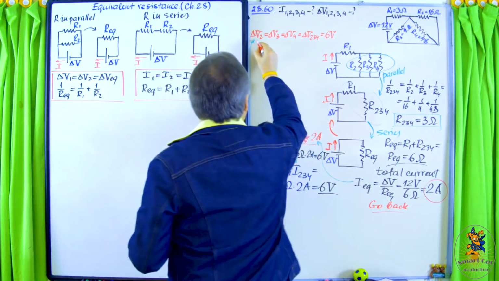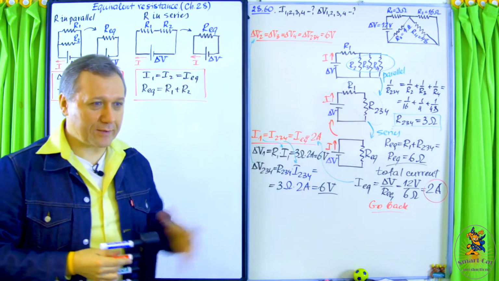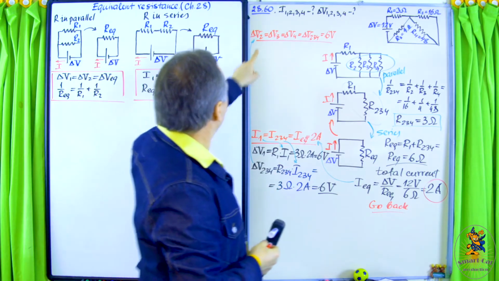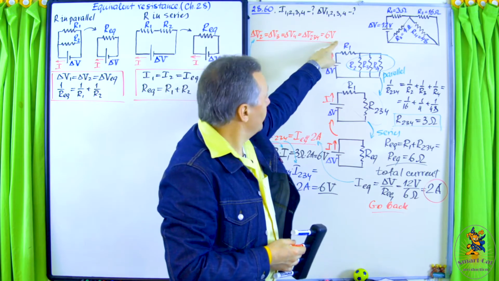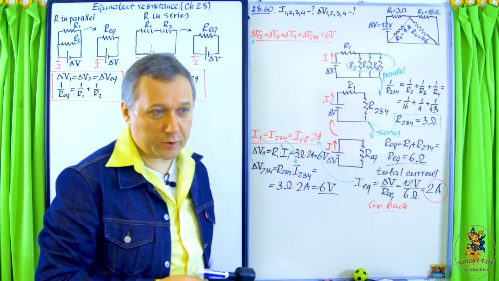Okay, and now let's start milking this bridge. Let's try to get all possible information. First, the potential difference across the second resistor. We have it, and we know the value of R2, so we can find the current again using Ohm's law.